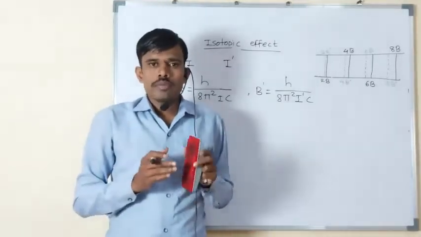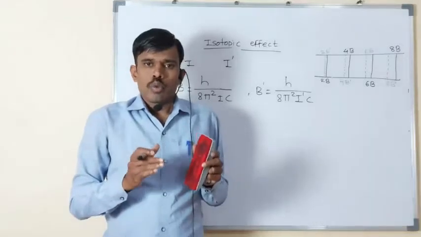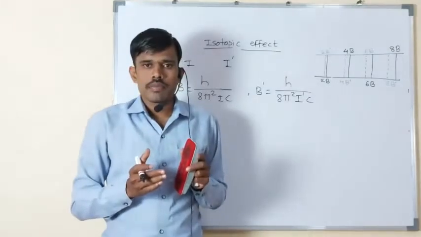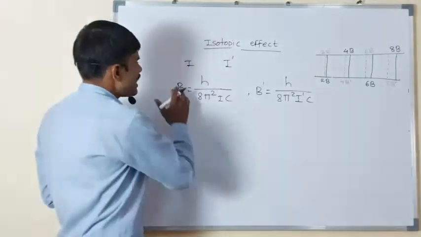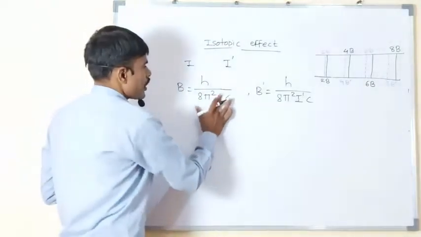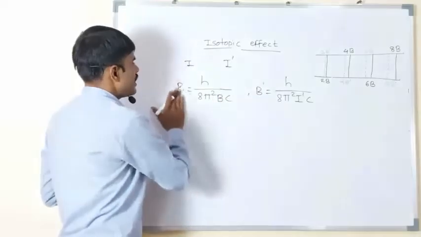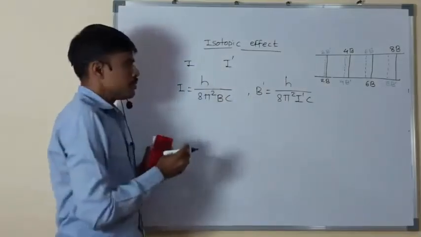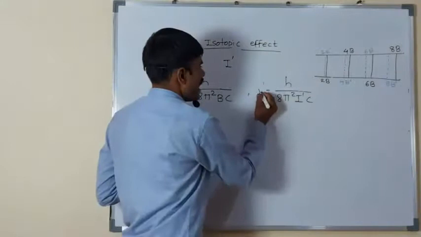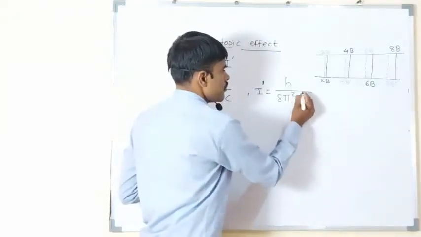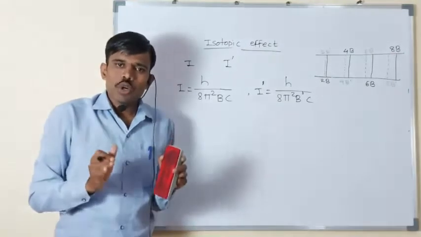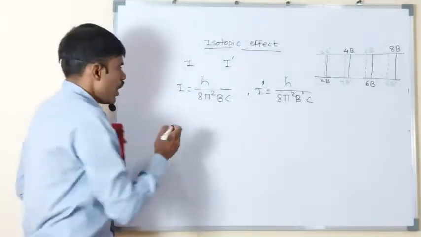So as we know, from the reduced mass, the determination of moment of inertia I is possible. So you can change the positions here. You can write here B and here I dash or I prime, B prime, and take ratio of I to I dash.